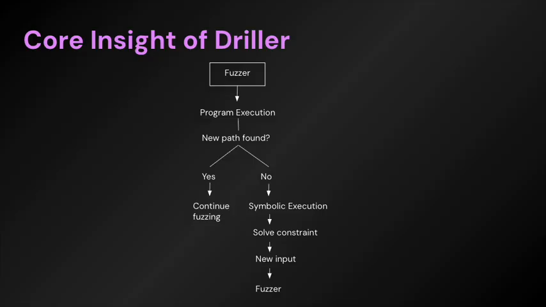So a quick question. Why do you think the system only uses symbolic execution when the fuzzer gets stuck? Because symbolic execution is expensive, so we want to use it only when necessary.